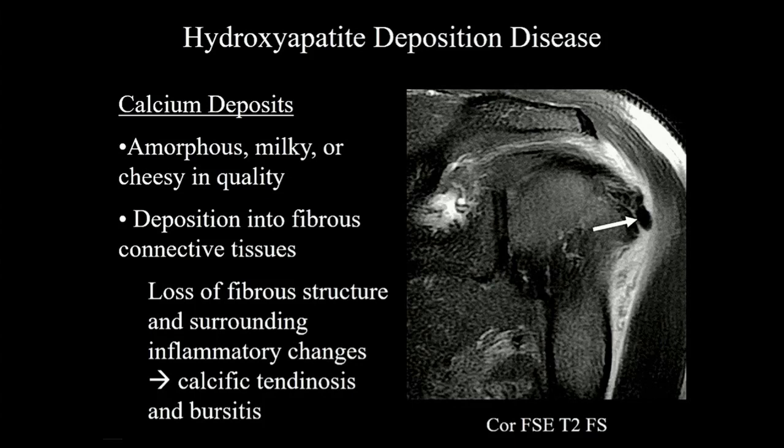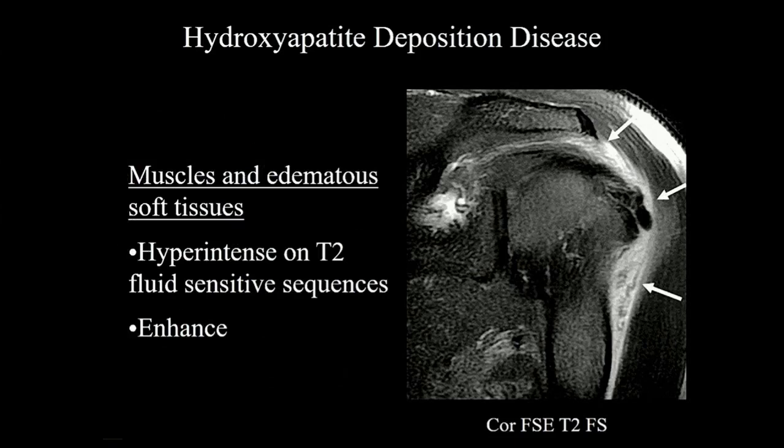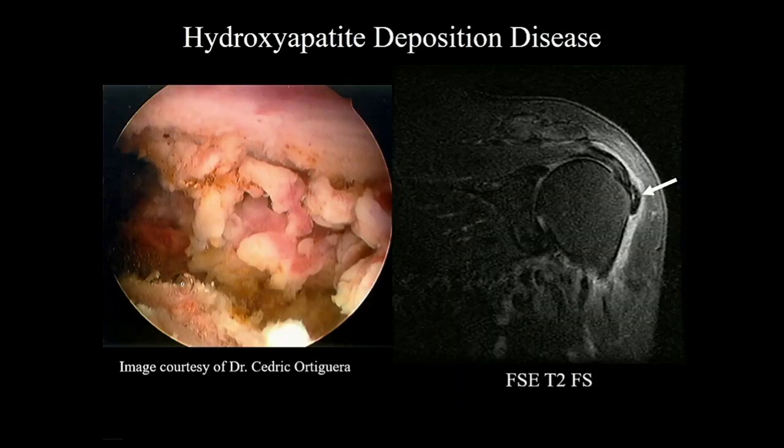When it does this, these crystals are very irritating, and they produce a cascade of response of edema and inflammation. If you look at this patient, you can see the direct calcifications as a low signal intensity focus, but look at the edema that's being incited in the bursa as well as the adjacent soft tissues. No need to give gadolinium, but you would also see tremendous enhancement in these patients.